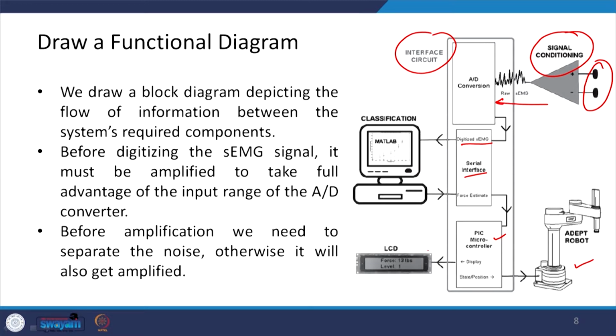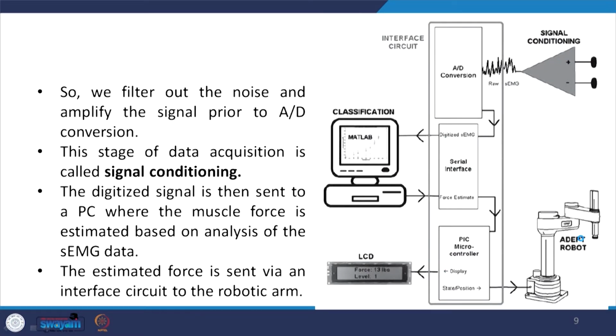We can also have a display over here to give a visual display of the force which is being sent to the robot. So, we filter out the noise and amplify the signal prior to A to D conversion over here, and if you are not doing pre-filtering, then we may have certain issues.